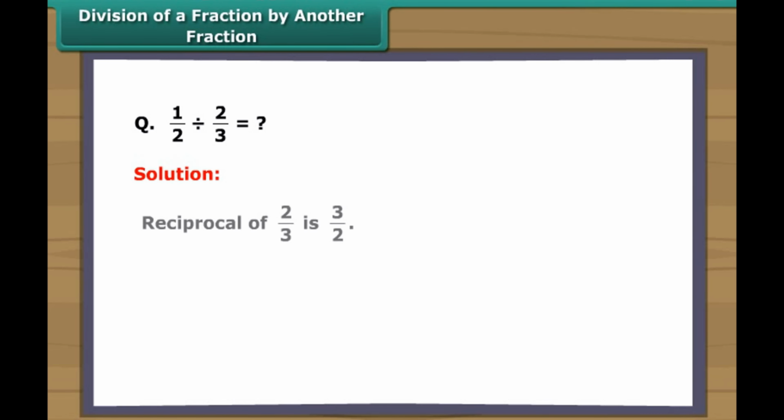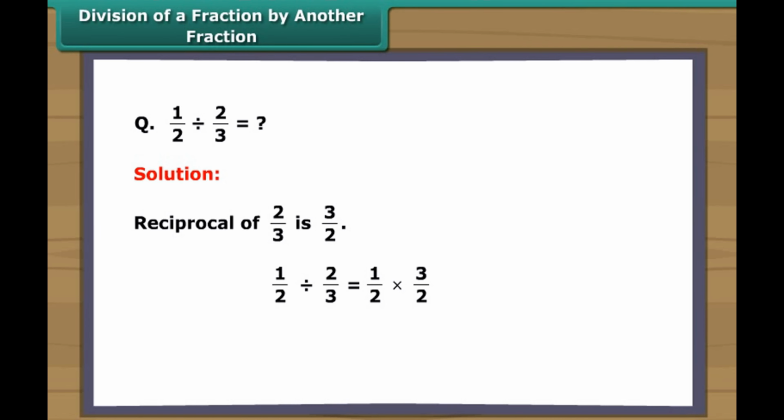Division of a fraction by another fraction. Friends, can you find half divided by 2/3 now? The reciprocal of 2/3 is 3/2. Thus, half divided by 2/3 is equal to half multiplied by 3/2. This is equal to 3/4. Remember, the division sign changes to a multiplication sign as soon as the number on the right side of the sign is replaced by its reciprocal. Here the number on the left side remains unchanged.